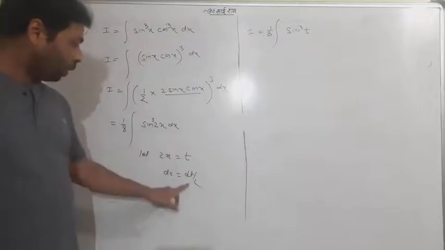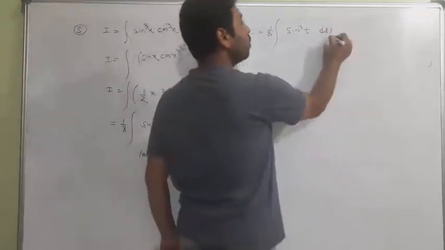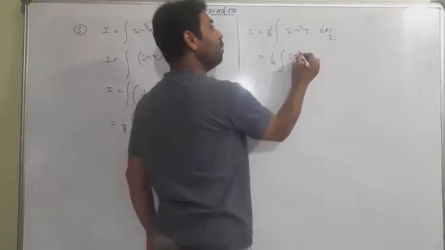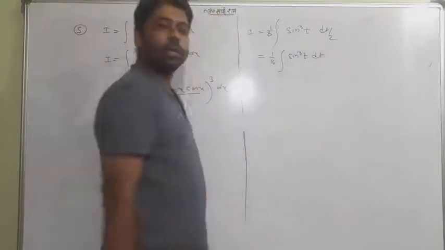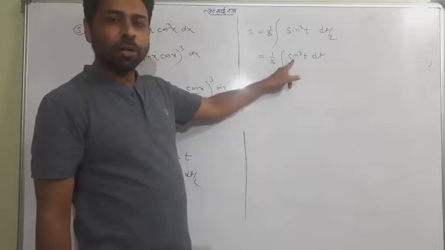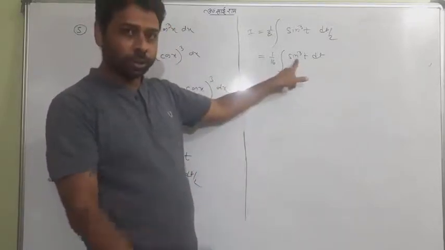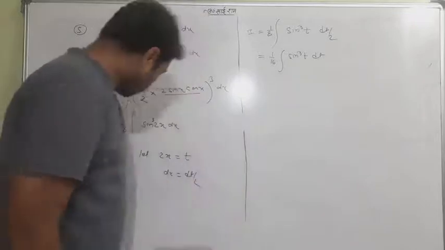And the dx will be written dt by 2. 2 will transfer with 8. And the question has been changed. In the so-called question, right now we left the question even. Sine cube t. You know how to make this question and do it by the similar method. So it's your job.